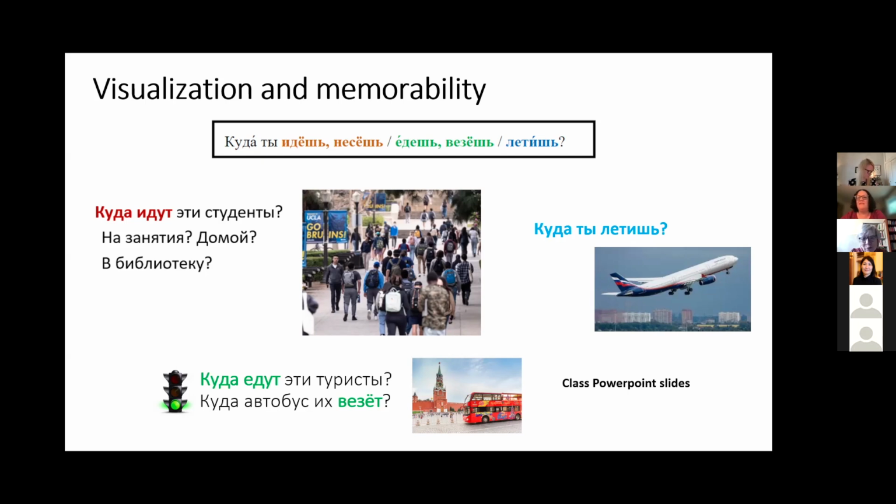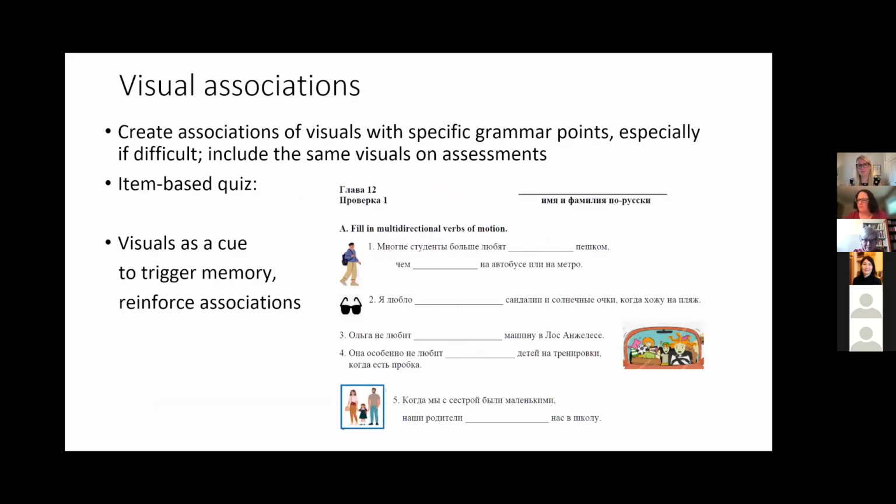And either I have an exceptionally good group of students this time, which is possible, or these ongoing experiments do seem to work with the visual reinforcement. Creating associations of visuals with specific points of grammar, if possible, including the same visuals on assessments that they've already seen. Here's an item-based quiz, one of the quizzes that helps prepare students, helps me assess and helps students themselves assess their mastery of the building blocks, with the visuals as a cue to trigger memory and reinforce associations. Many of our students are quite visually oriented.